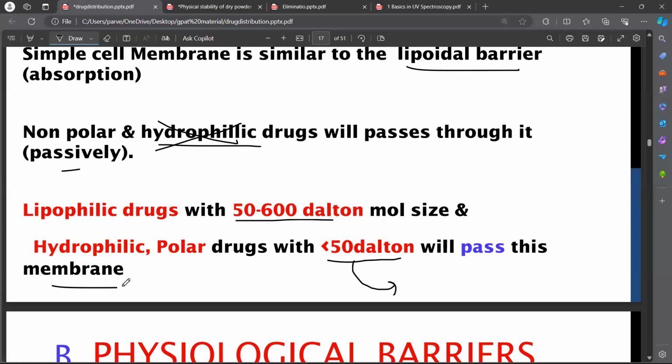It's not diffusion. It is basically pore transport. As I mentioned earlier, pore transport. Great, guys. Great.